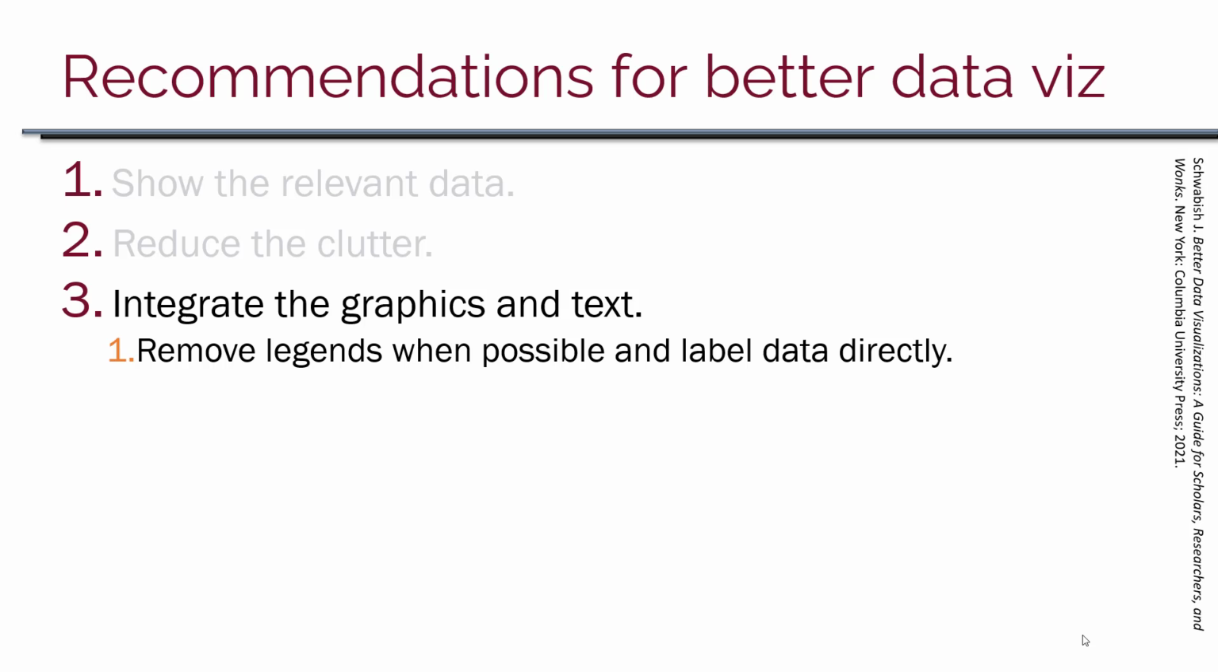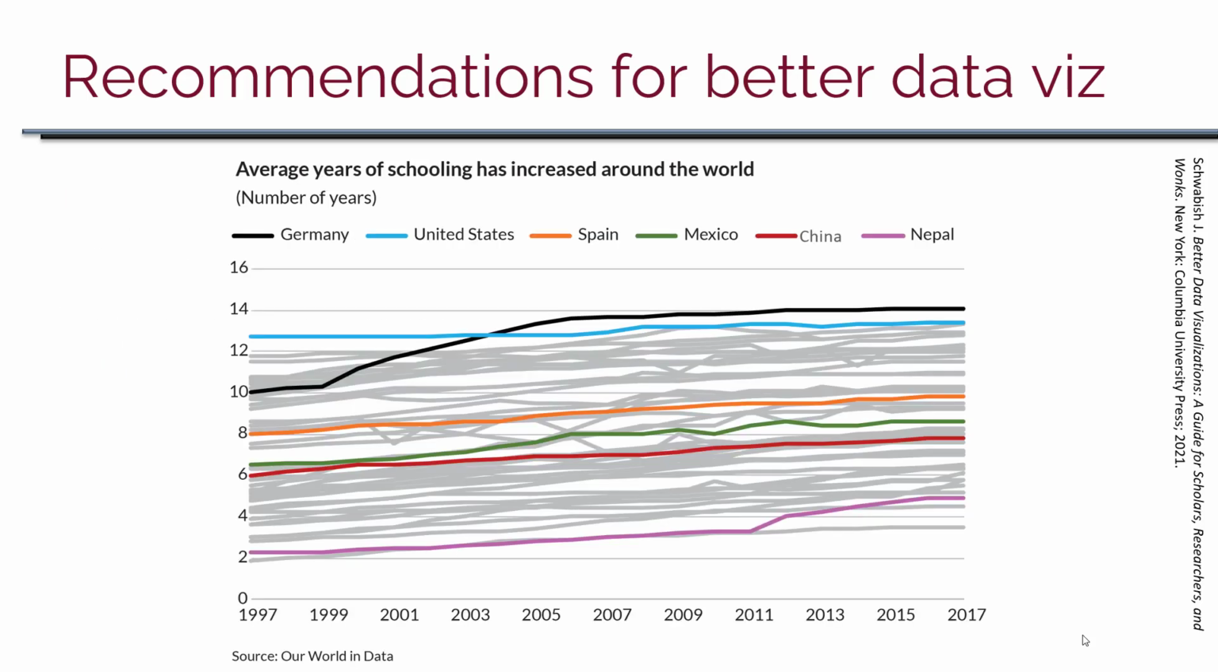And I'm going to show you why. Remove legends when possible and label data directly. For example, this graph that I showed you earlier, the first problem was that it has irrelevant data. If you remove the irrelevant data, you end up with your relevant data, and by default, it will give you a legend.